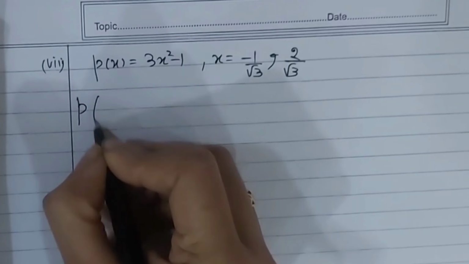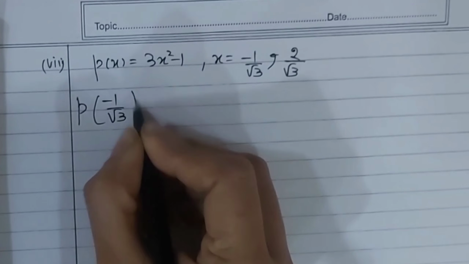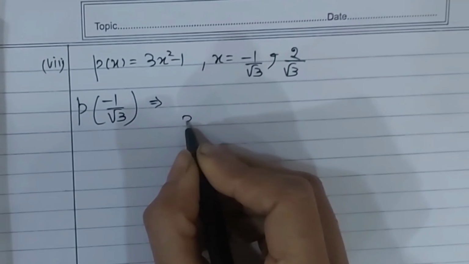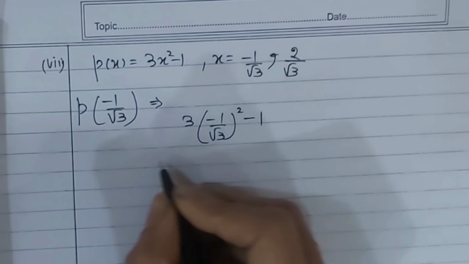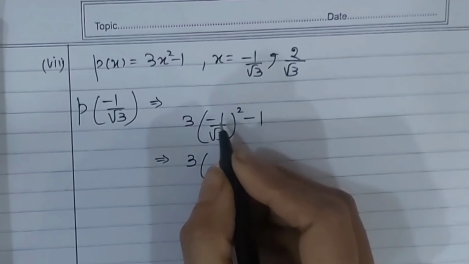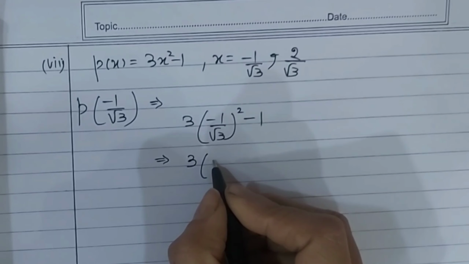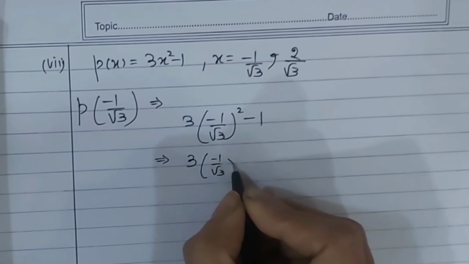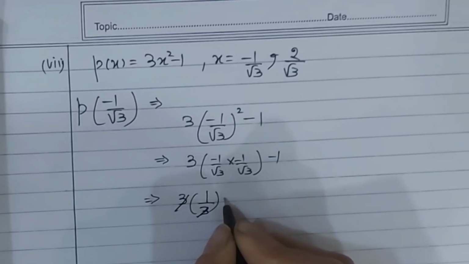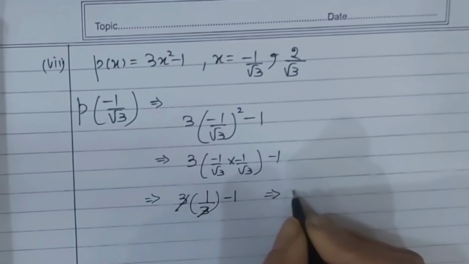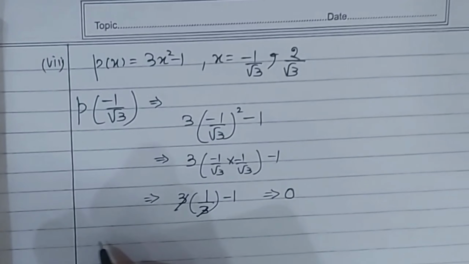First of all, we'll check for minus 1 by root 3. So when we put 3 times minus 1 by root 3 whole square minus 1, what we'll get? 3 times minus 1 by root 3 into minus 1 by root 3, root 3 times root 3 will become 3, and minus minus will cancel, so we have 3 like this. 1 minus 1 is 0. Yes, it's a 0 of this polynomial.